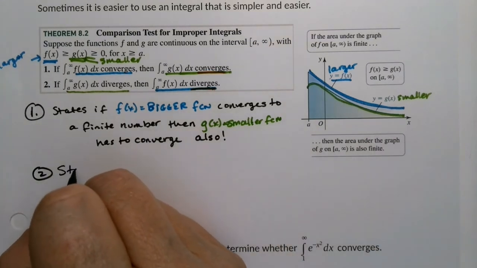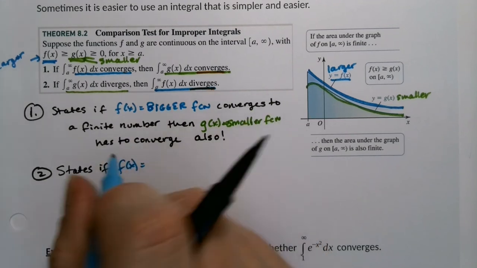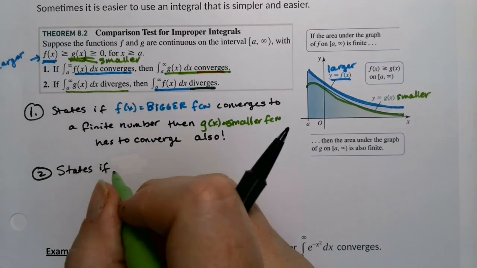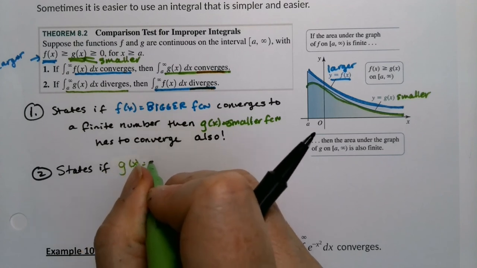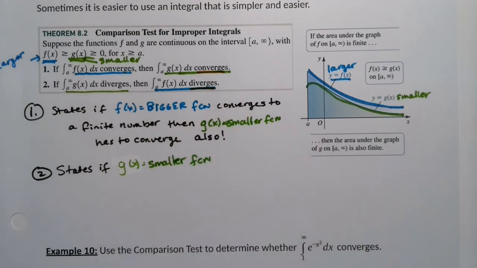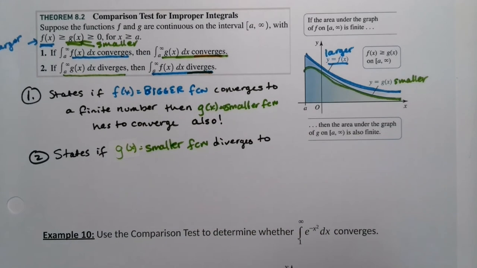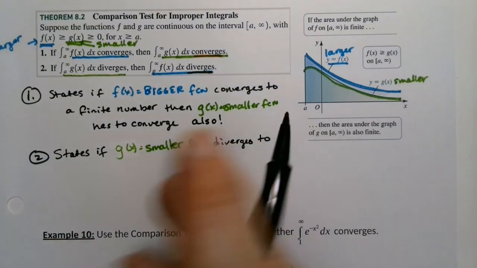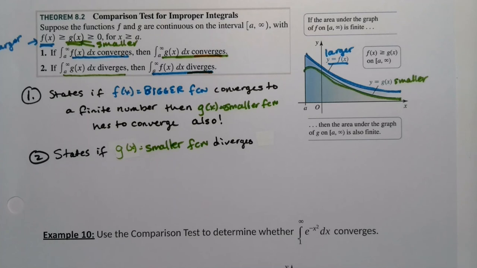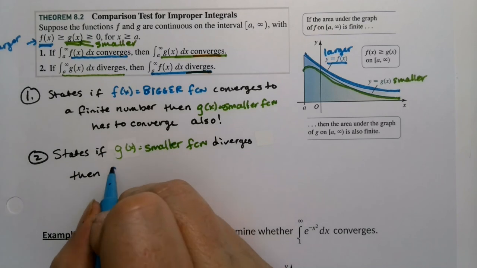So number 2 is stating that if the smaller function diverges, the smaller function goes to infinity. If g of x, which is the smaller function, diverges to infinity, or just diverges, heck, it doesn't even have to diverge to this particular number. It can just be looping around. But if it diverges, then f of x, which is the larger function, must also.